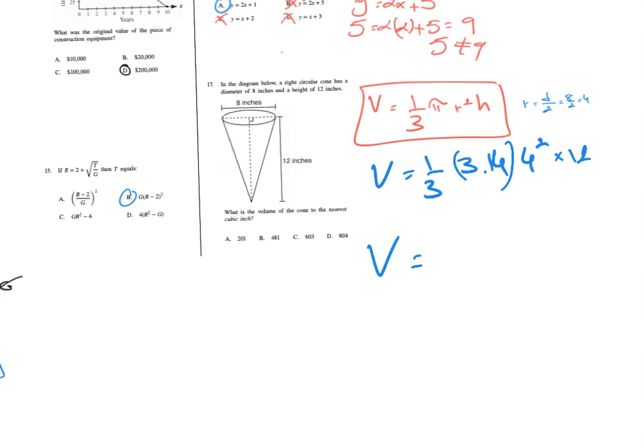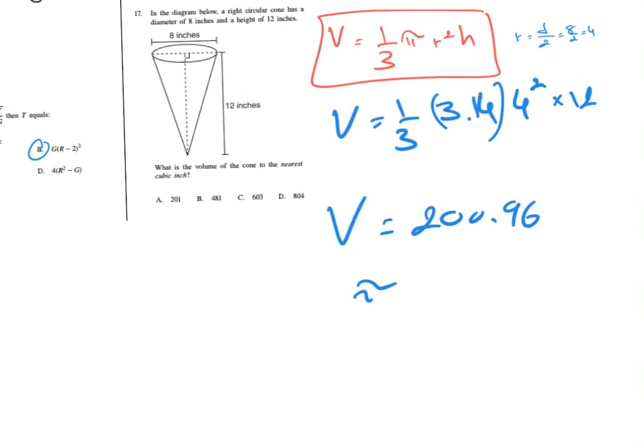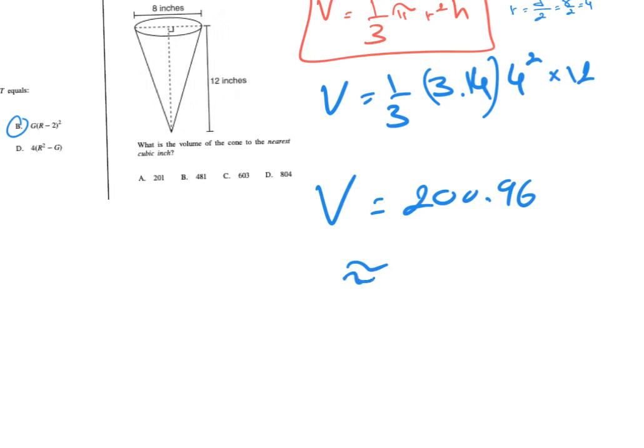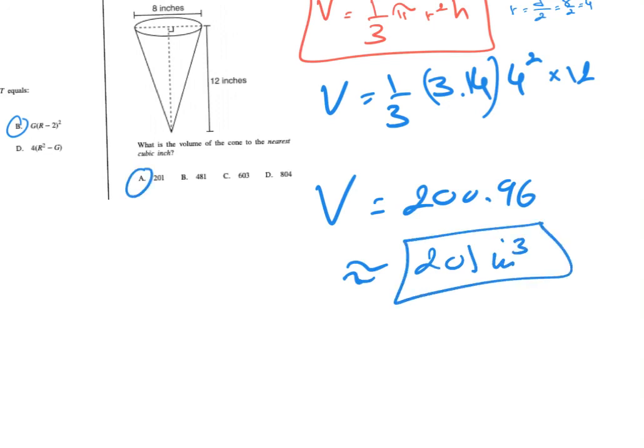So using the calculator, it's going to be around 200.96, and if you're gonna round it to the nearest cubic inch, it's gonna be 201 cubic inches. So the answer will be A.